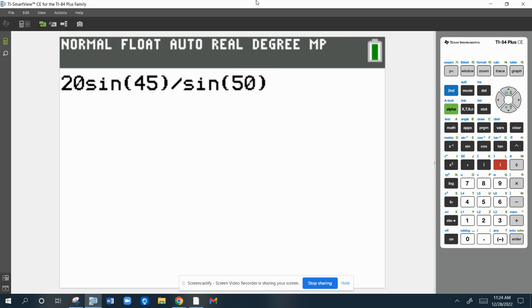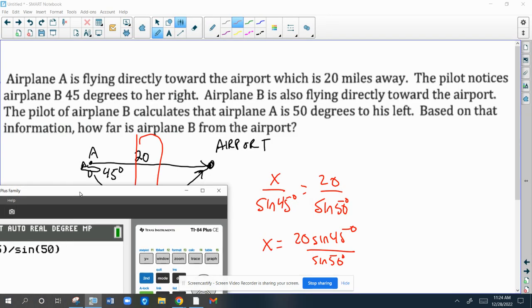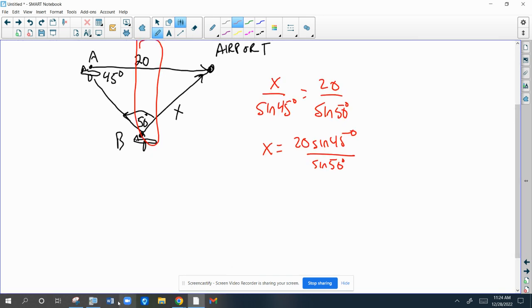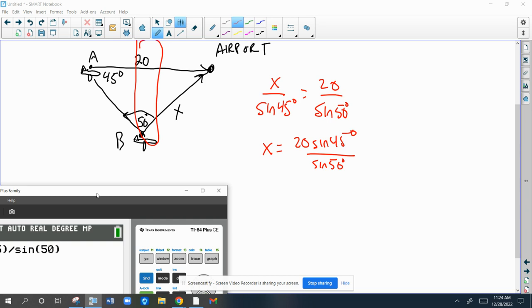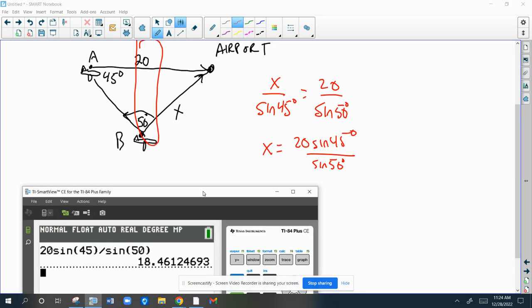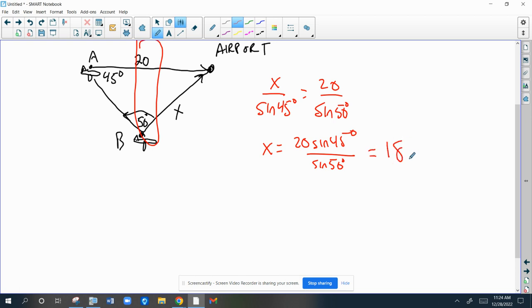So before I hit enter, I just want to show you that was my equation. 20 times the sine of 45 divided by sine of 50. I checked that I was in degree mode. So I get 18.46, and that would be miles. So 18.46 miles. So that's one example.